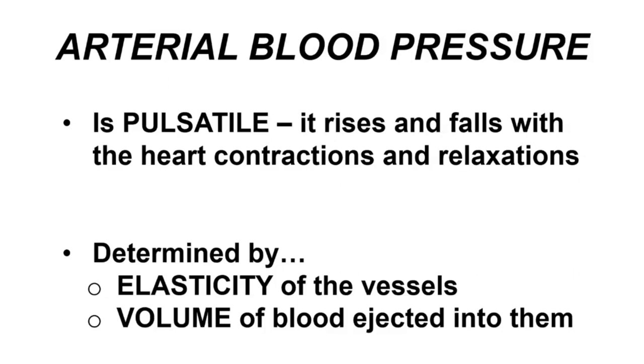The first is the elasticity of the vessels. We saw that there was a good amount of elastic connective tissue in the external elastic membrane of the tunica media, which made these vessels particularly stretchy. The other is the volume of blood ejected into the arteries by the ventricles during the cardiac cycle. More blood ejected into the arteries means higher pressures, and less blood ejected into the arteries means lower pressures.